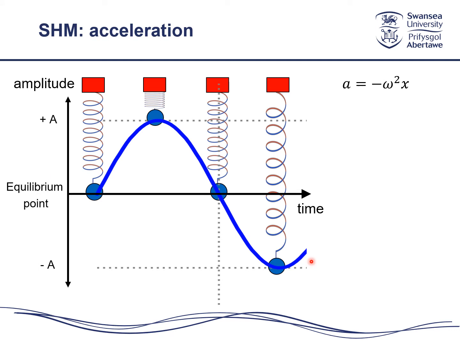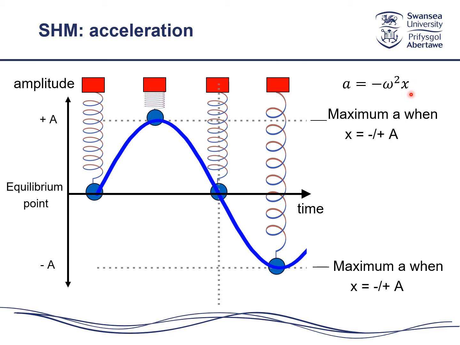Okay, that's all great, but so what? Well, with defining acceleration is equal to minus omega squared x, we can start to observe a couple of things. So a will be at its maximum when x is at the maximum. We've already said x is greatest at either plus or minus the amplitude, so when the spring is at its most compressed or at its most extended.